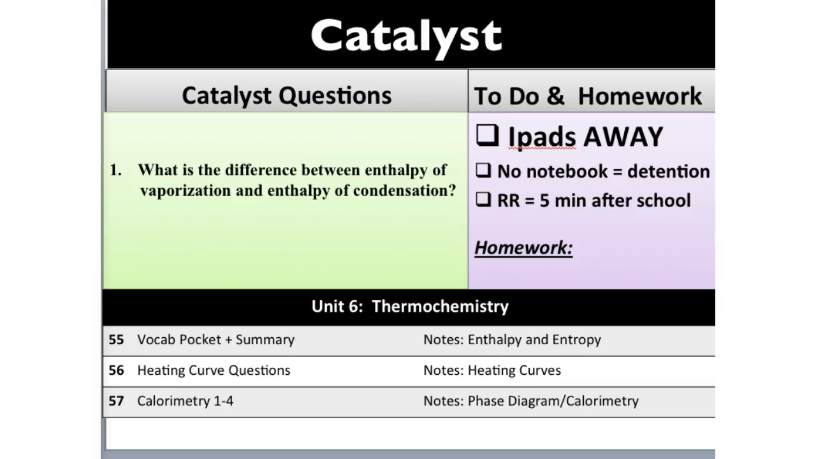Okay, so this is the do now that I asked you guys to do. The question is, what is the difference between enthalpy of vaporization and enthalpy of condensation? Enthalpy of vaporization is the energy needed to change a liquid into its gas phase. Normally the enthalpy would be positive. It would be endothermic because you need to invest energy to change it from a liquid to a gas.